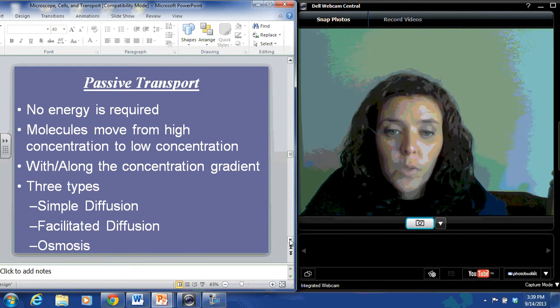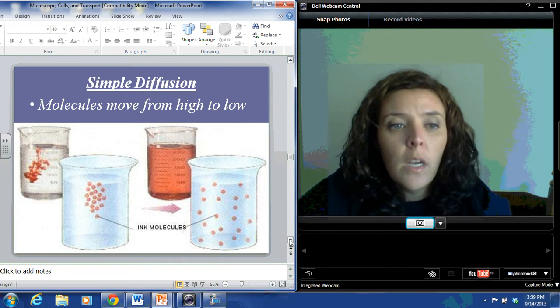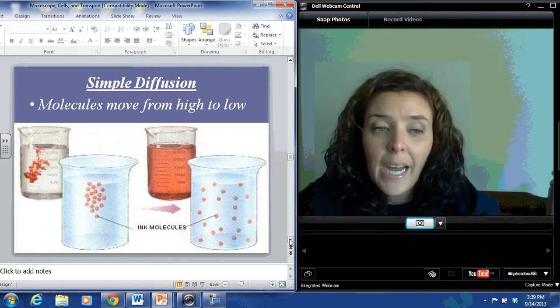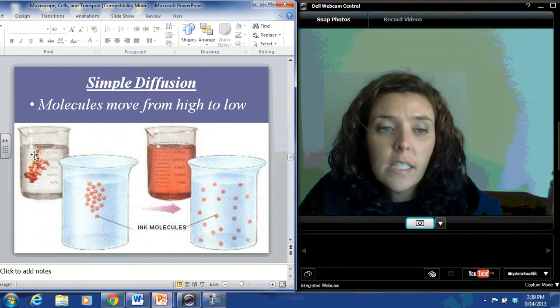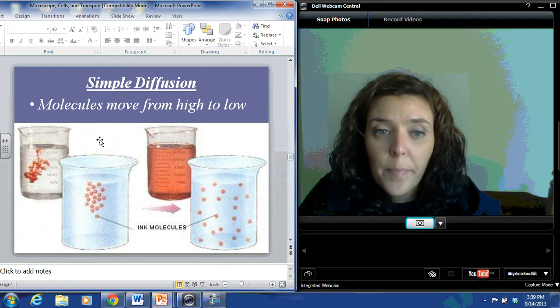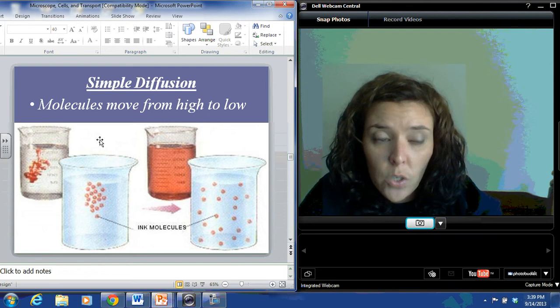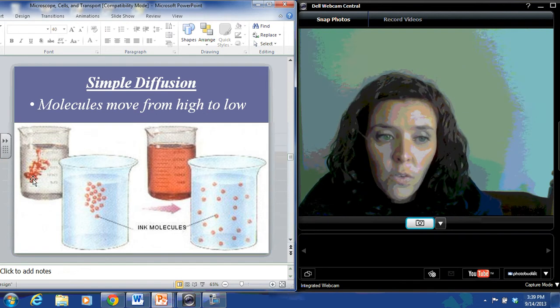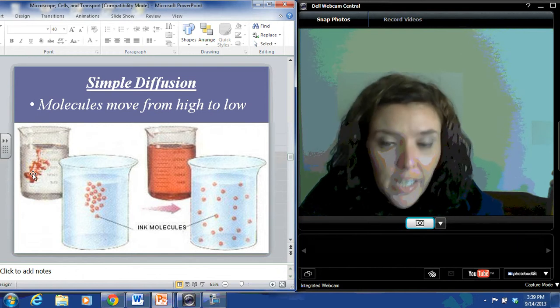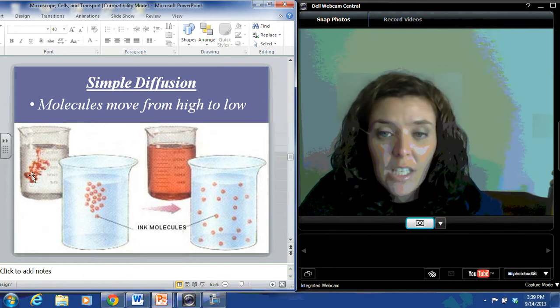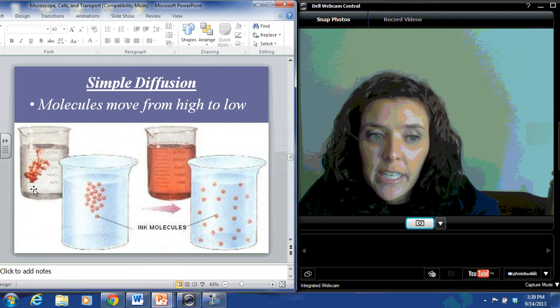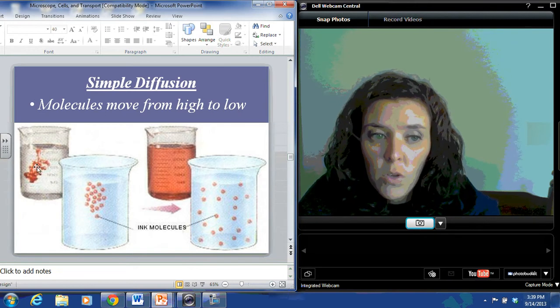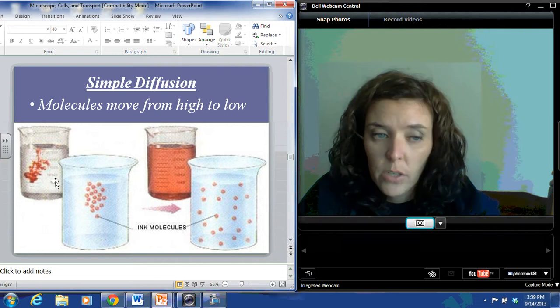So the first one is simple diffusion. This is when molecules just move from a high concentration to a low concentration. And in this case, this is just showing putting food coloring into water. Right here, the food coloring is very concentrated. There's a lot all in one spot. And you can see that there's none out here. So the molecules naturally want to move from a high concentration to a low concentration.